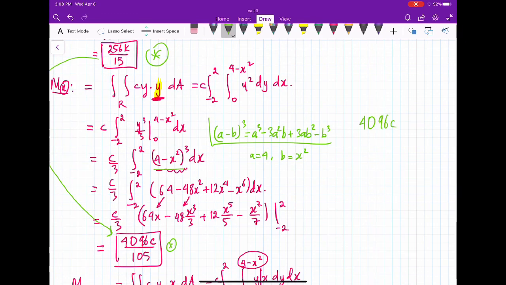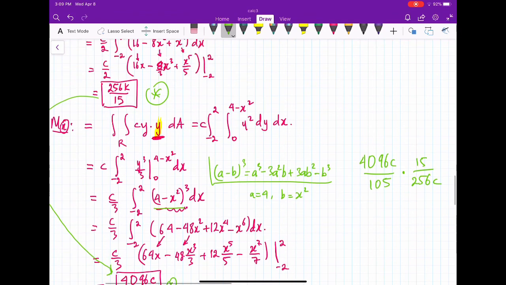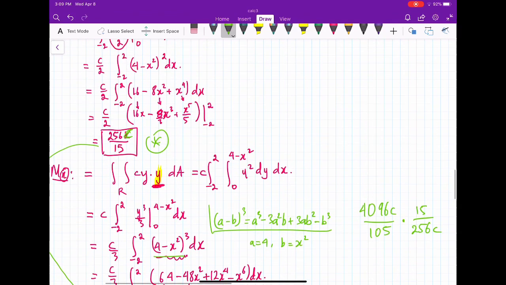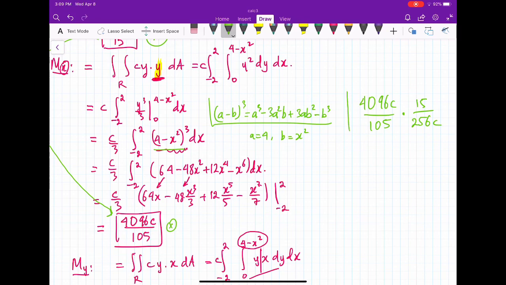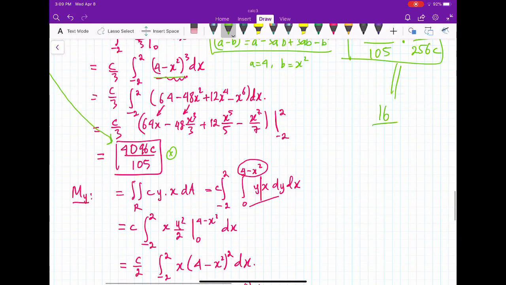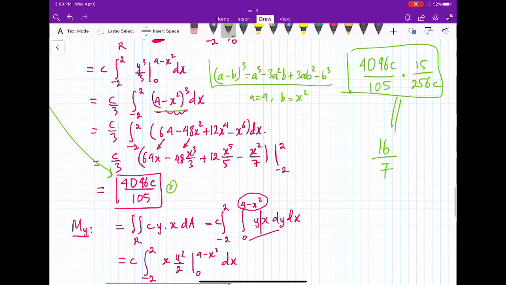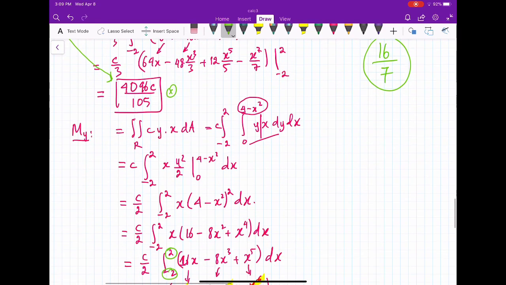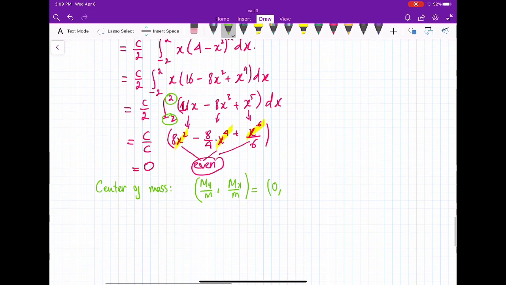And 96c over 105 divided means multiply by the inverse, 15 over 256c. I'm sorry, here should be c, not k, okay? Should be c. So c with the c will be cancelled out. Overall, you get the number 16 over 7. So that is the y coordinate of the center of mass, 16 over 7. That's how we can finish this problem.